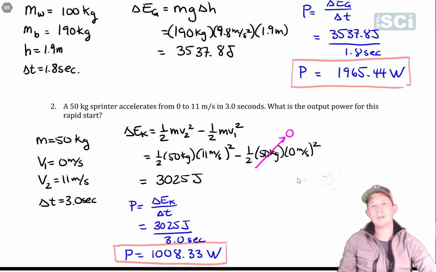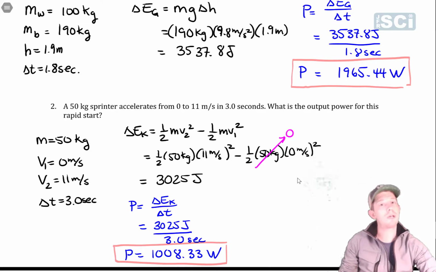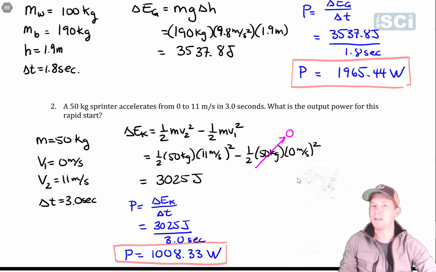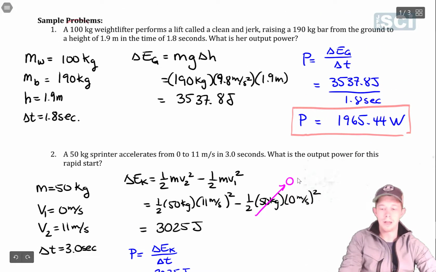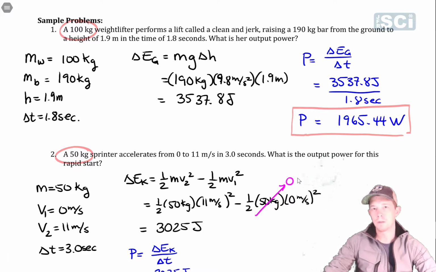So when you look at this, you might think the weightlifter is more powerful than our sprinter. However, that was a loaded question. Which of the two athletes is more powerful? Because the weightlifter has more mass than our sprinter. So realistically, we shouldn't be comparing output powers.